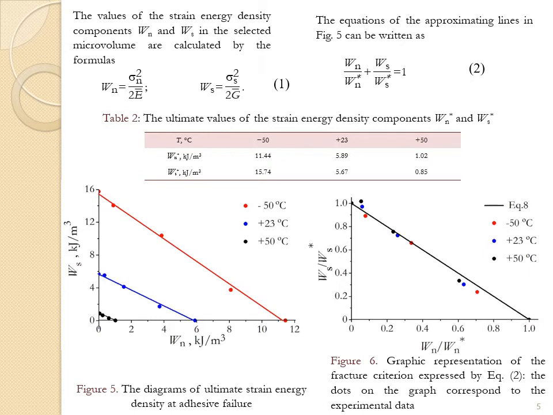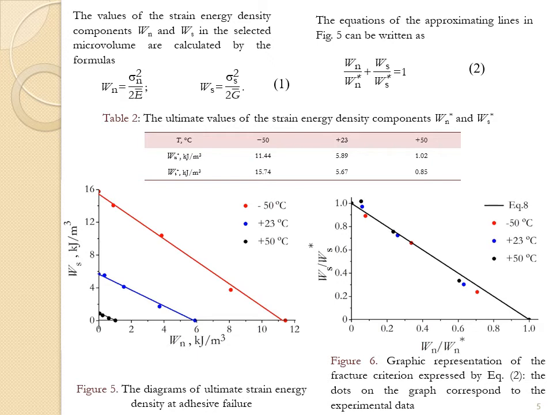The values of the strain energy density components Wn and Ws in the selected microvolume are calculated by Formula 1. Table 4 shows the ultimate values of strain energy density Wn* for pure cleavage, angle equals 0, and Ws* for pure shear, angle equals 90 degrees, determined for various testing temperatures. Some graphic interpretations of Wn and Ws are shown in Figure 5.